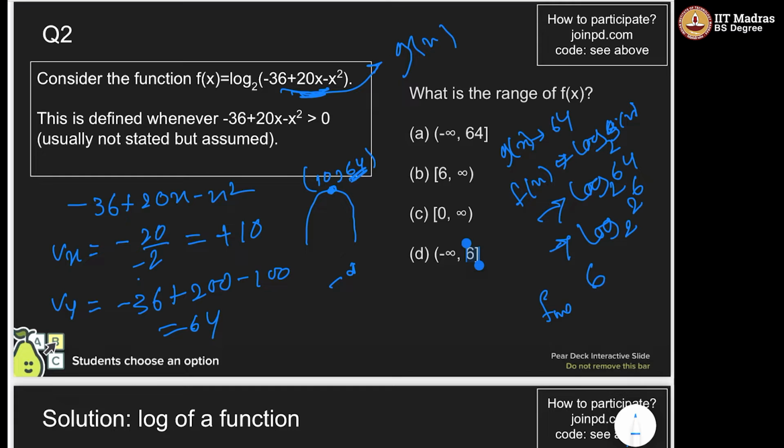This is f max. Now how to calculate the minimum? The function g(x) can tend to 0, but the least possible value we can take is 0, because for any number less than 0, the function will not be defined. So when g(x) tends to 0, then f(x) will obviously tend to minus infinity, right? So what is the range then? This is our f minimum and this is our f maximum, so the range will be clearly minus infinity to 6.